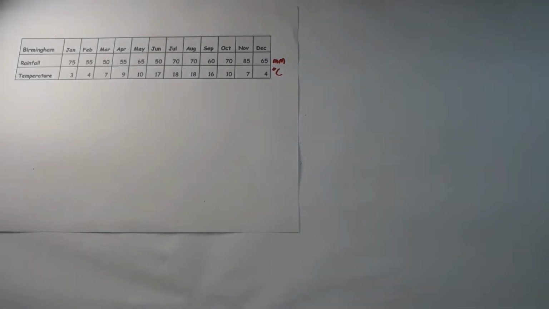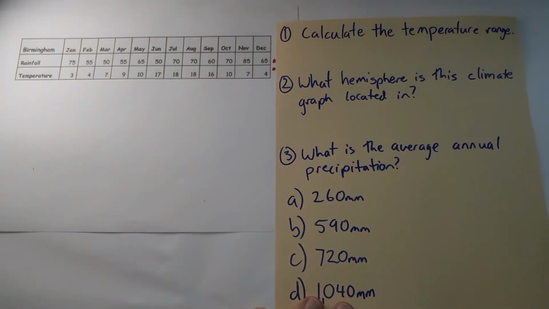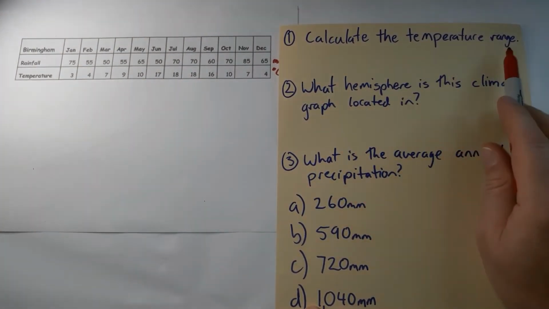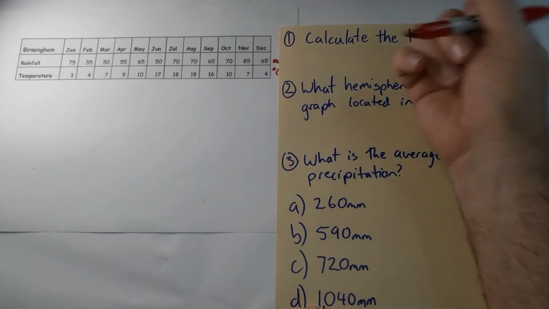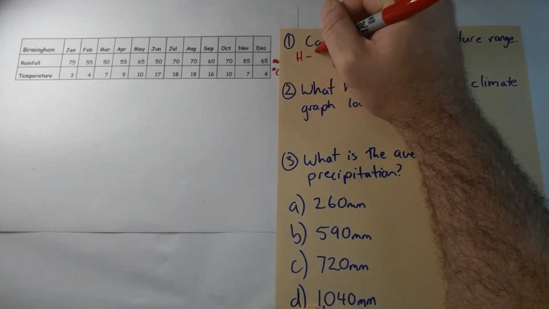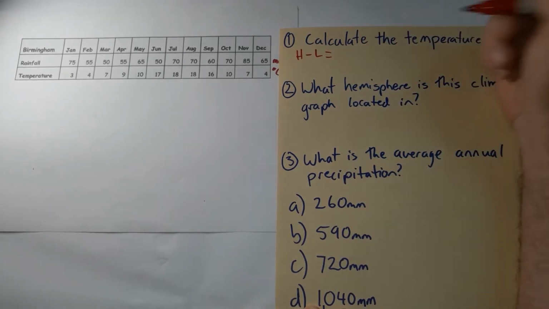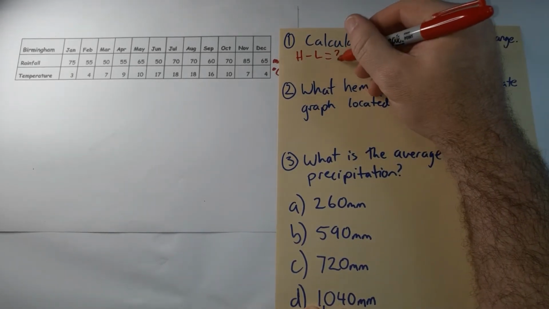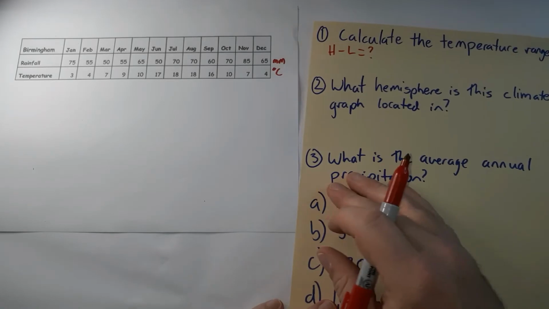So let's have a look at a couple of practice exam style questions. Question 1, calculate the temperature range. So remember the formula is highest minus lowest equals. So I want to know what's the result here. So let's look for the highest temperature.